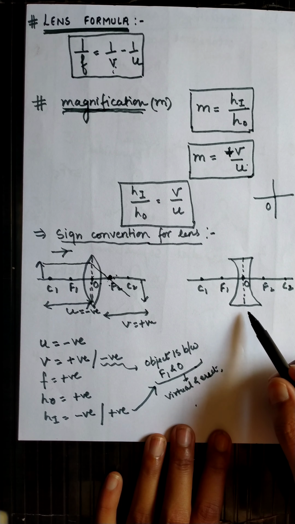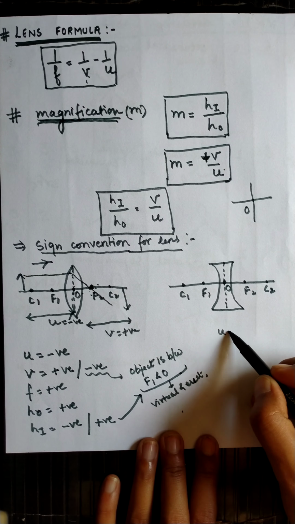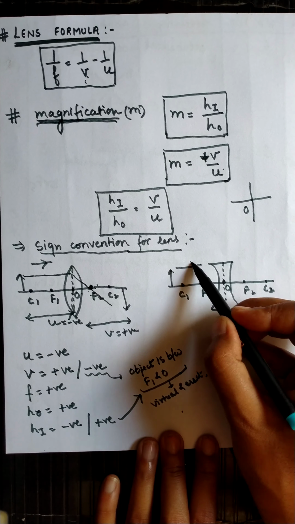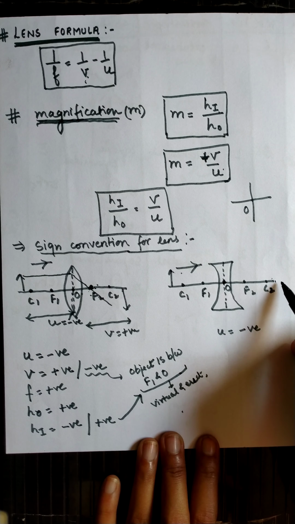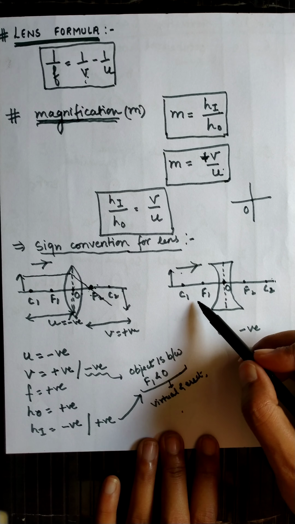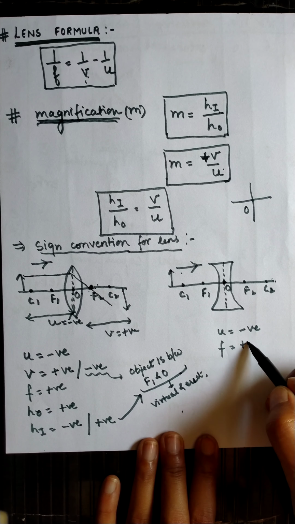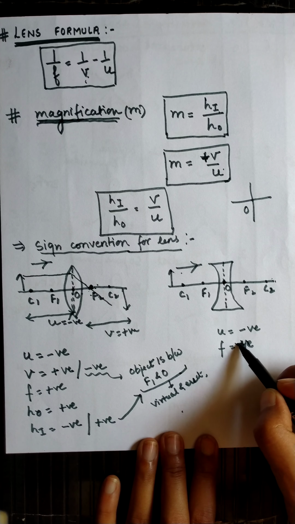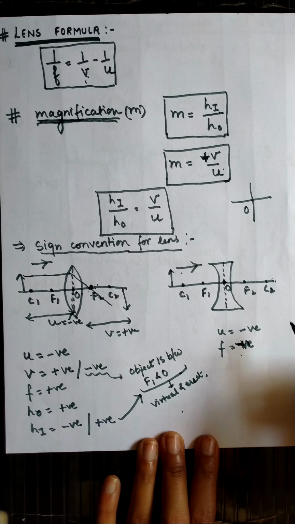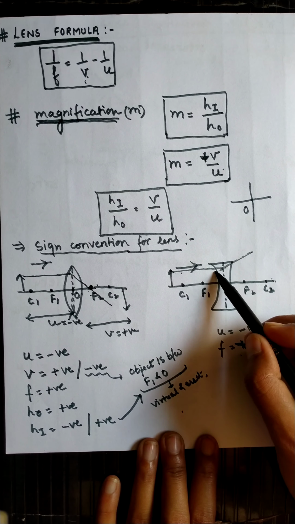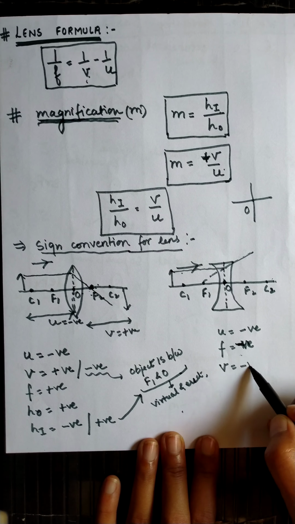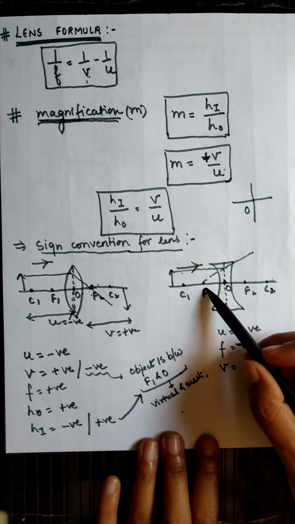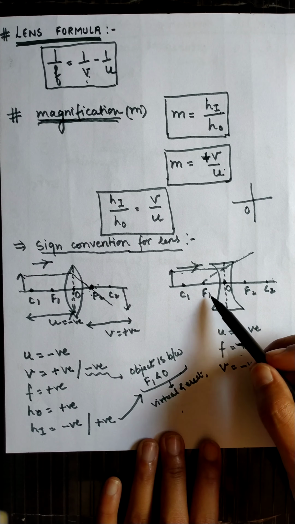Now in case of the concave lens, the value of u will always be negative because we put the object on this side, and if the light rays are moving in this direction, then from the optical center this side we measure all the distances positive and this side negative. The focal length will always be negative because we are using this focus, since it is a diverging lens. The value of v will always be negative because the image is always formed between focus F1 and optical center O.